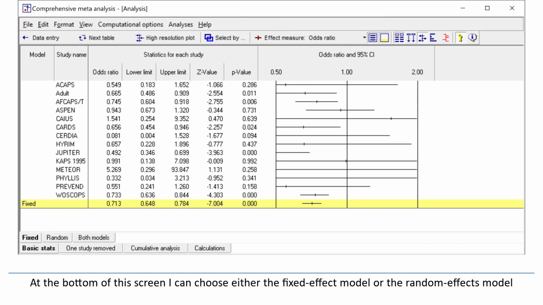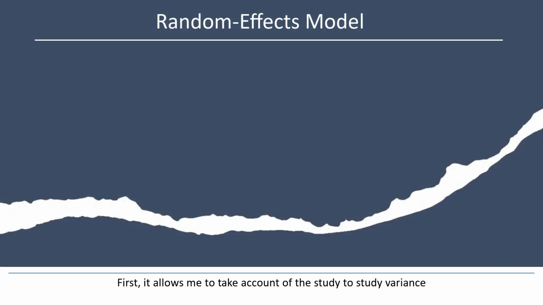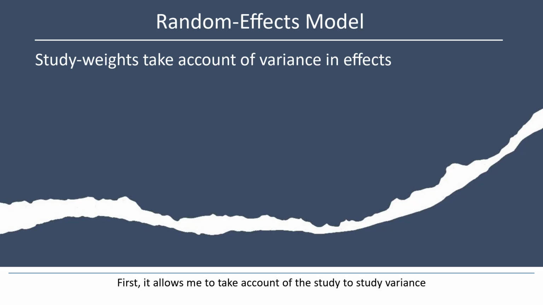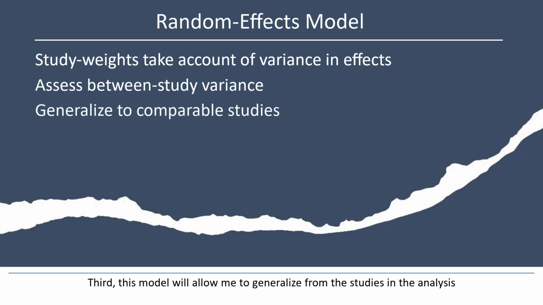At the bottom of this screen, I can choose either the fixed effect model or the random effects model. I choose the random effects model for 3 reasons. First, it allows me to take account of the study-to-study variance when assigning weights to each study. Second, it allows me to assess the dispersion in effect size across studies. And third, this model will allow me to generalize from the studies in the analysis to the universe of comparable studies, which is what I intend to do.